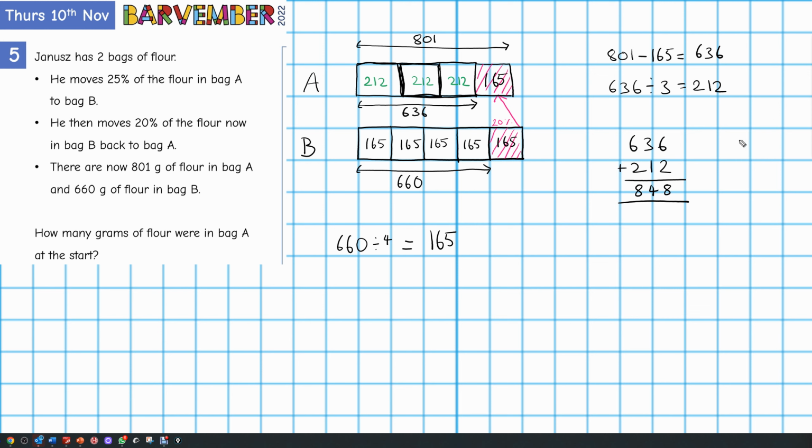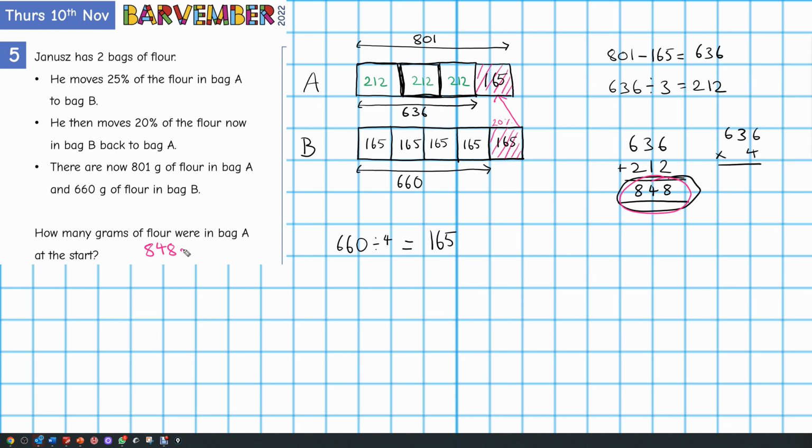We could have also done 636 divided by 3 times 4, or 212 times 4, which would obviously give us the same answer. And that is our answer. Ta-da. All right, so that's our answer.